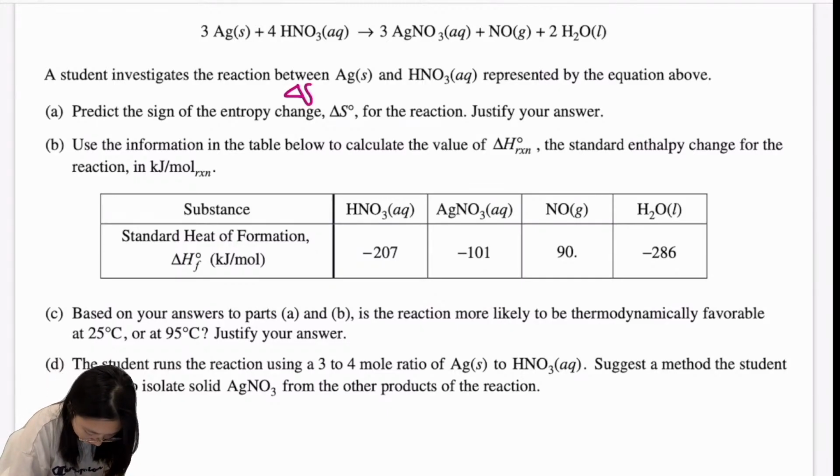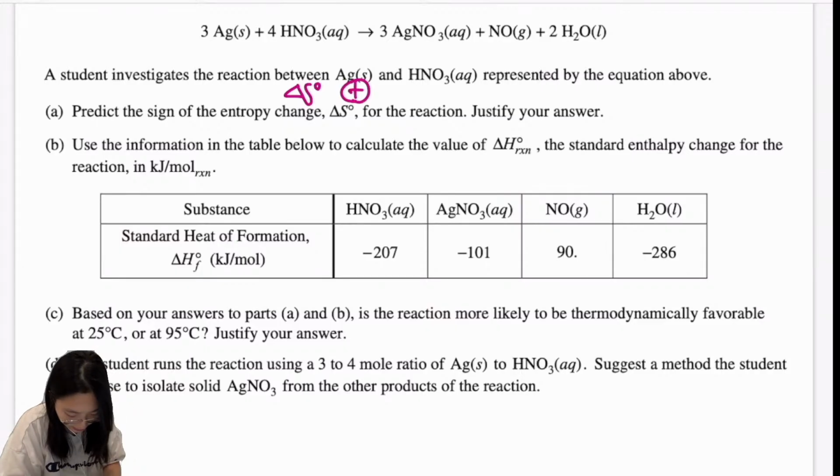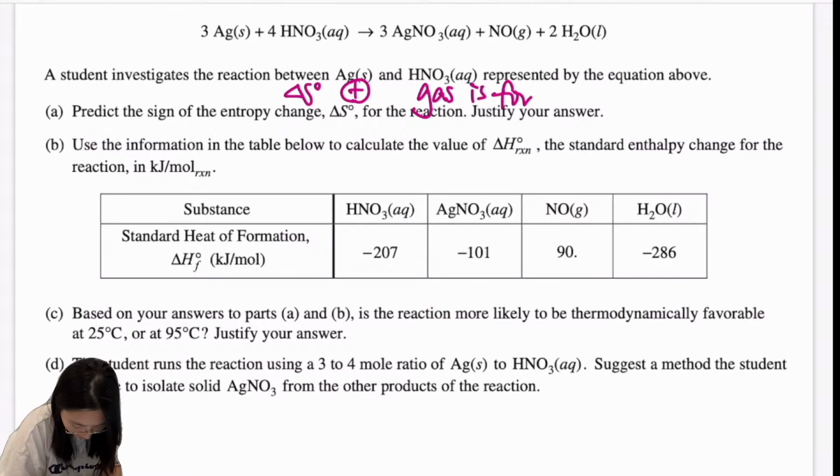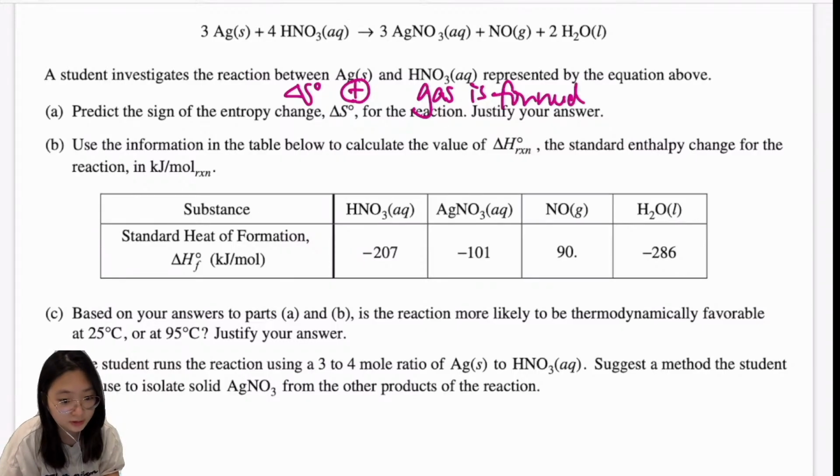So delta S has a positive sign, and it's because gas is formed in this reaction.